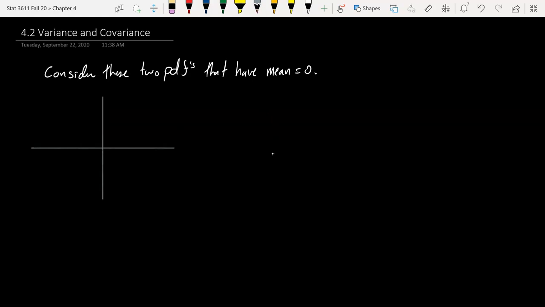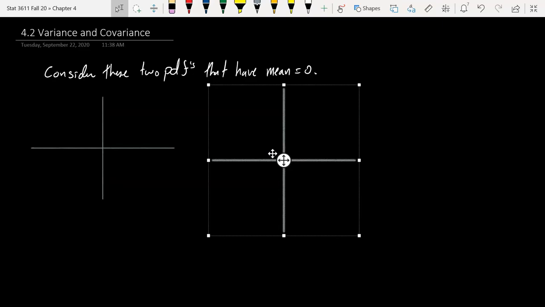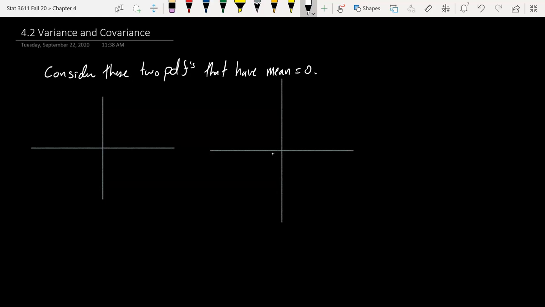And I need another one here. All right, so one of them, so they got mean 0, so I'll draw this. It's going to look like that, if you will. And then there we go. I think that's good enough to get the idea.